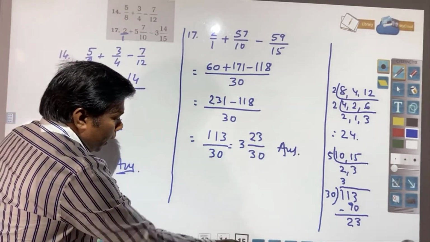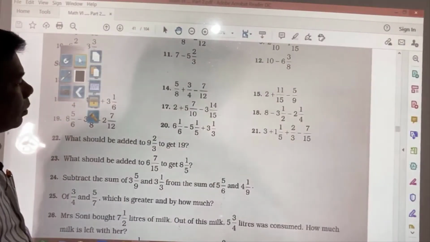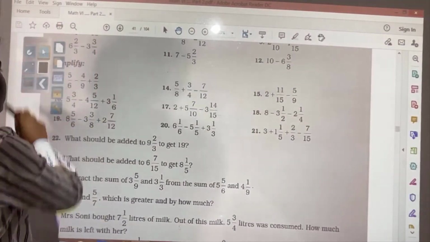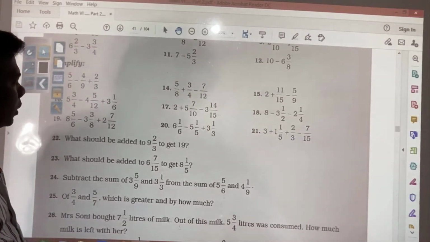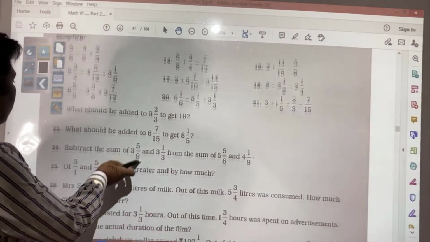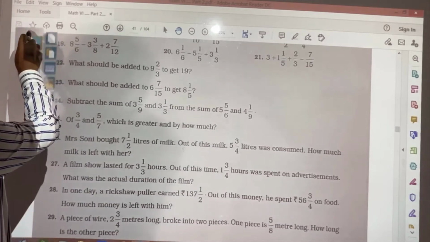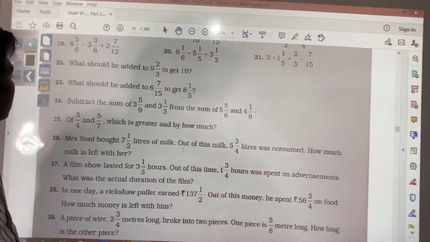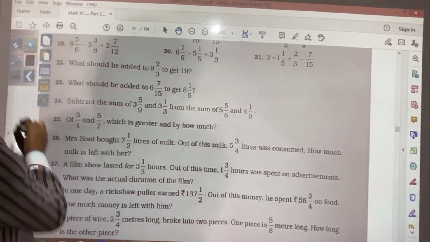So in this way, I think you will be able to do the rest of the questions if you have watched properly and learned properly. Then we will see some word problems. Word problems are also similar. So see question number 22.